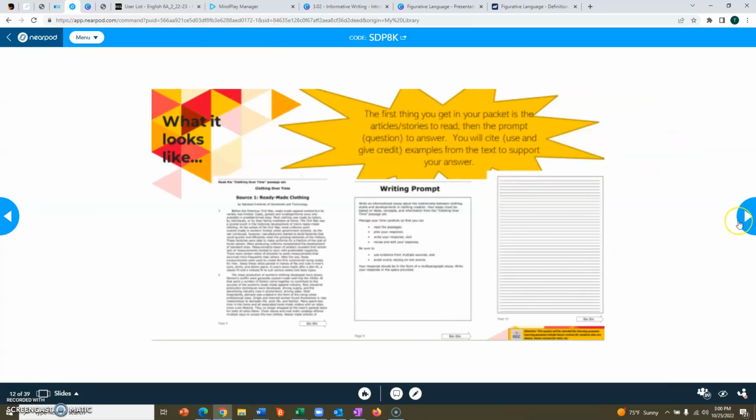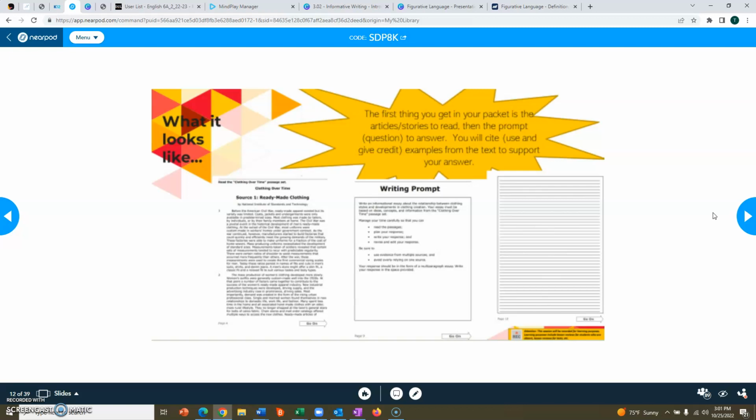So here we go. In order to write like a pro, the first thing that you get in your packet for writing, or it could be computer-based, whatever it is, the first thing that you're going to get are the articles or your sources. You normally get like 3 to 4 sources to read. Now, if we want to write like pros, though, we know that we do not read our sources first. We need to read our prompt first and then go back to read our sources.